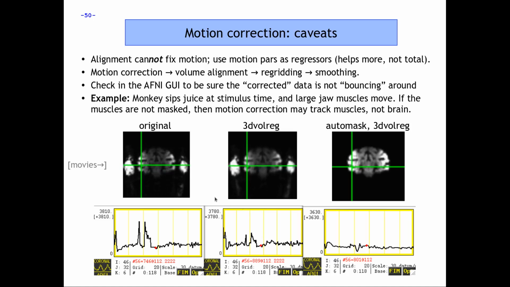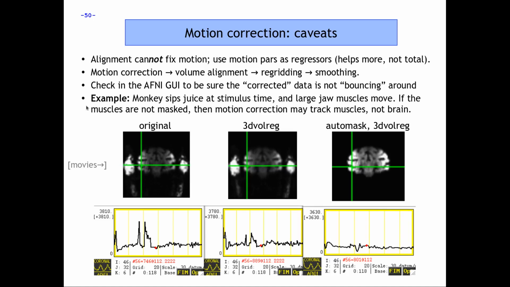Does this mean that 3dvolreg doesn't work on monkey data? No, that's not true at all. What's happening is 3dvolreg doesn't know to treat the brain differently than these jaw muscles, so it's just aligning everything in the field of view, and it's got these big, bright jaw muscles here, and so it's working to align that. If I were to mask the data set first and then perform alignment, now you can see that the brain really moves around a lot less, and these spikes are also quite a bit more mitigated.